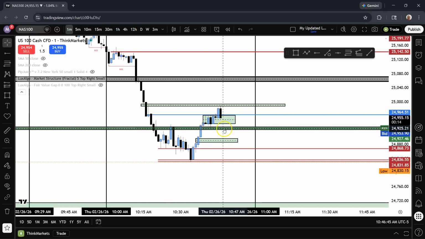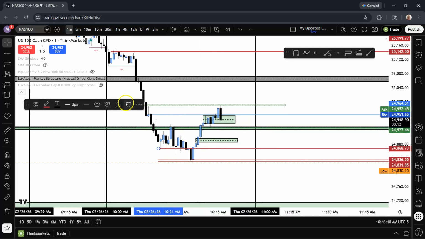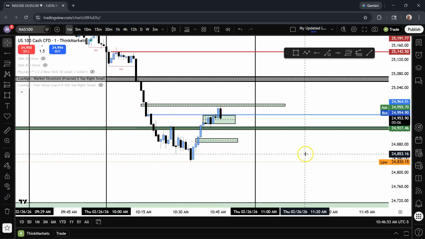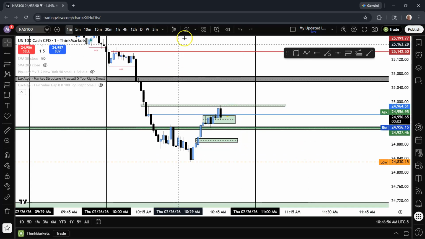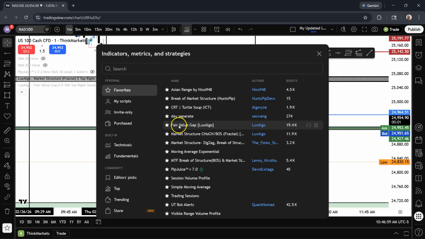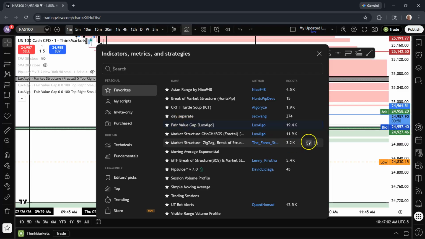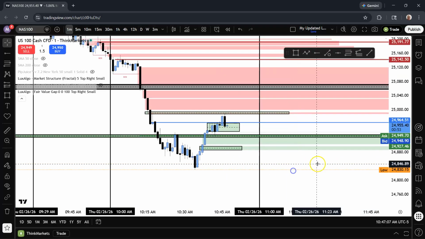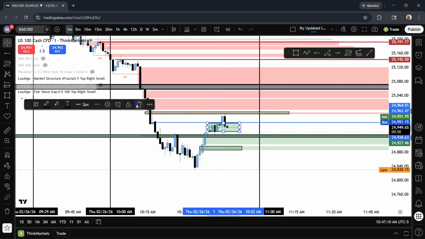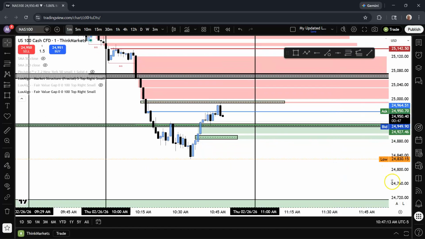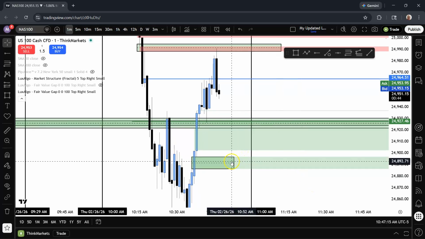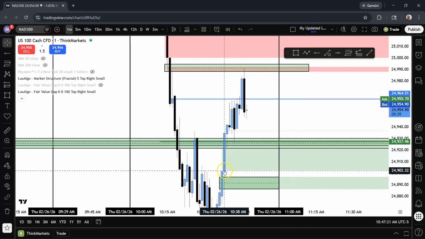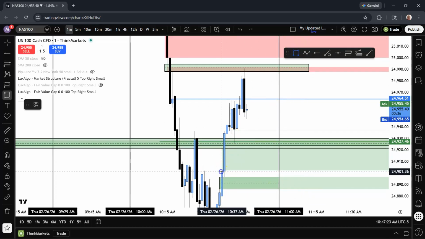But I'm waiting for it to come down and bounce off one of these fair value gaps. Let us plot out with this tool, which is the fair value gap indicator. I'll put it on the chart and see where the green fair value gaps are. Okay, so this is not a fair value gap, so we'll take that off. Okay, so we have one that I marked out earlier, which is right here, right up until 11. There's another one down here. We'll mark this one as well.